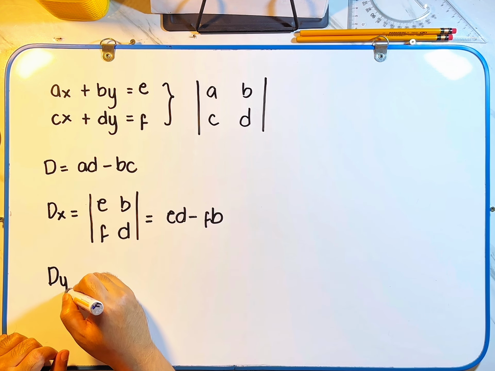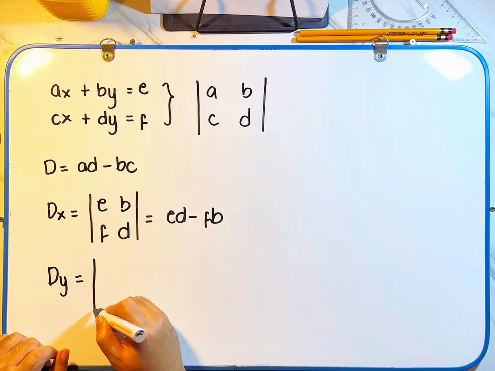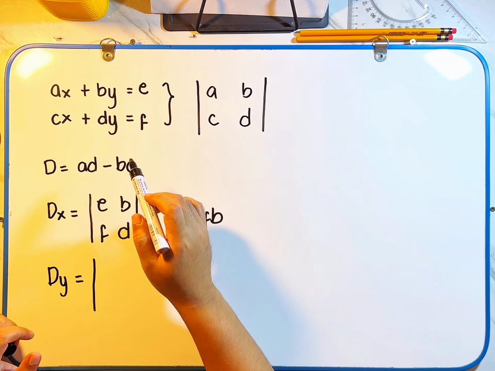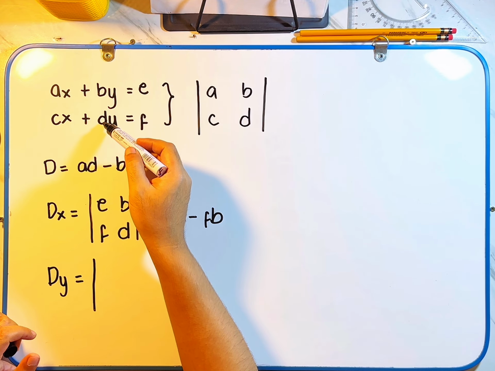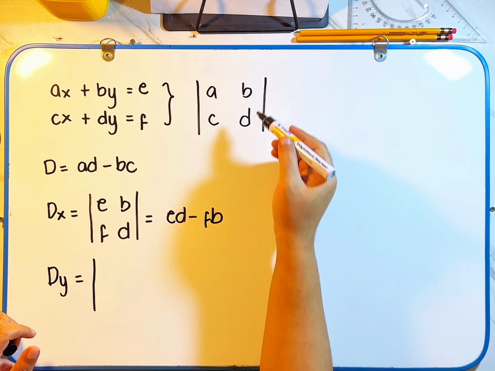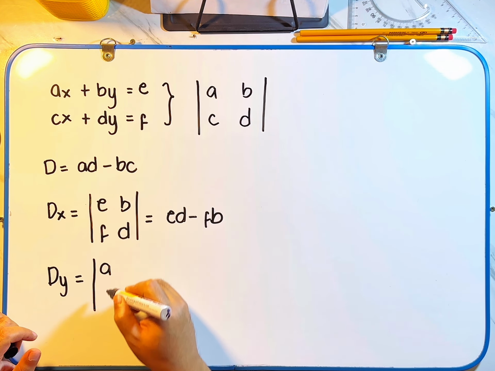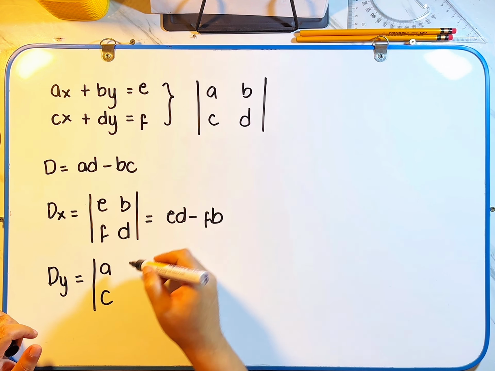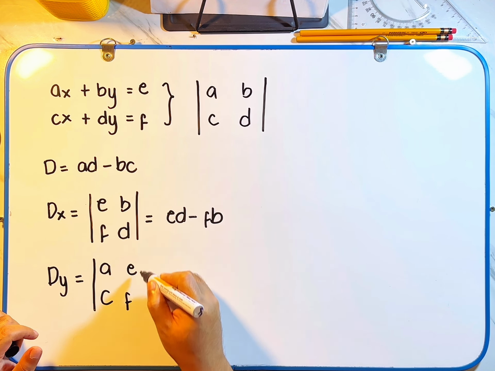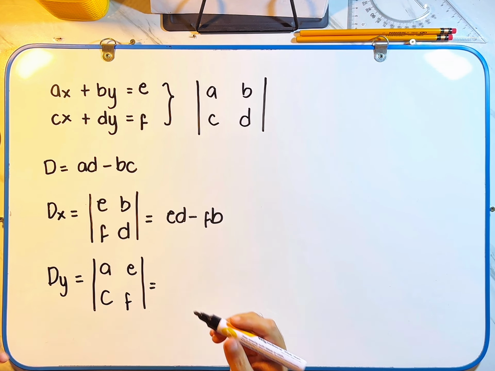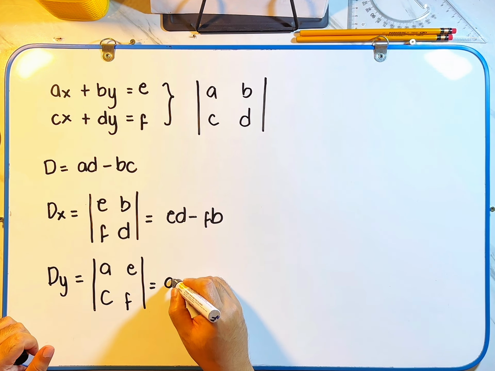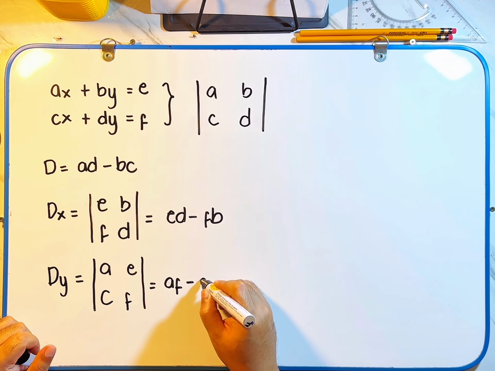For Dy, we will replace the coefficients of the y variable. So B and D will be replaced by E and F. This one. Okay, so A and C, and then replace this with E and F. And again, applying the basket method, we have A times F minus C times E.